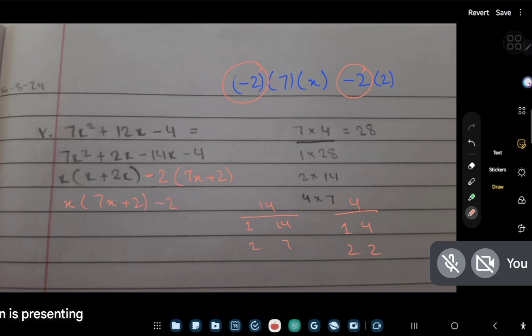So minus 2 bracket 7x plus 2. Now can you take these both common? Yeah. So you're left with x minus 2, 7x plus 2. Okay.